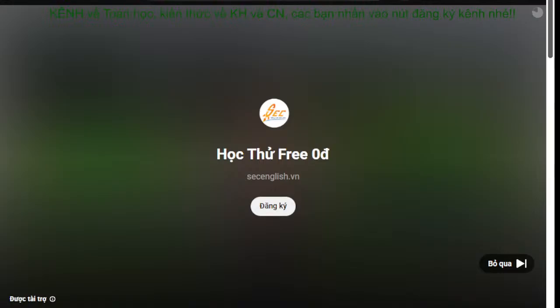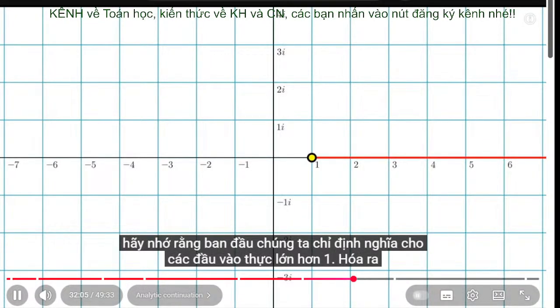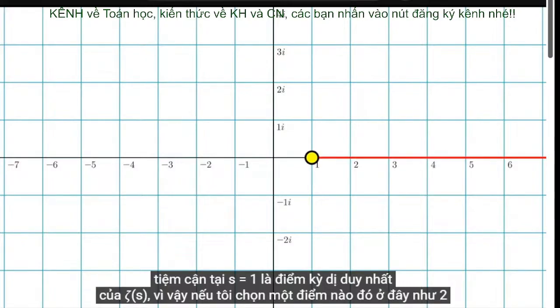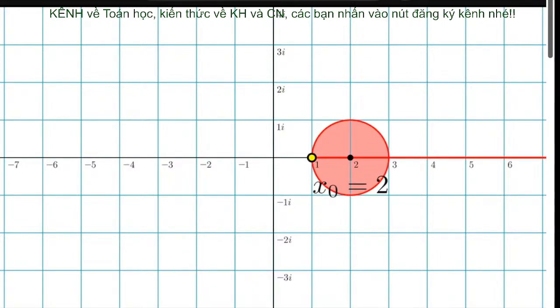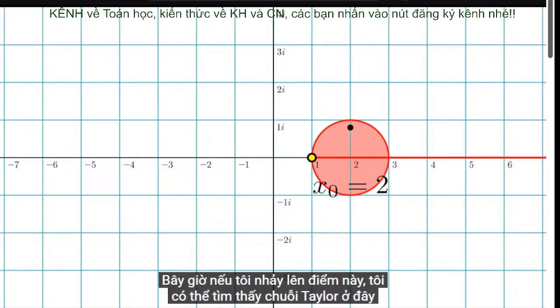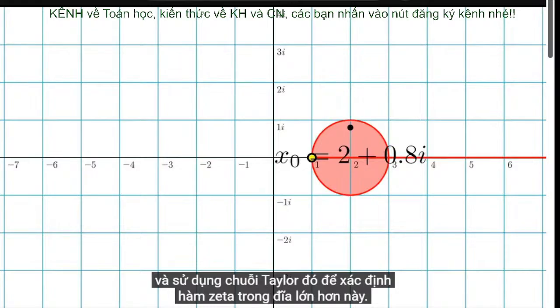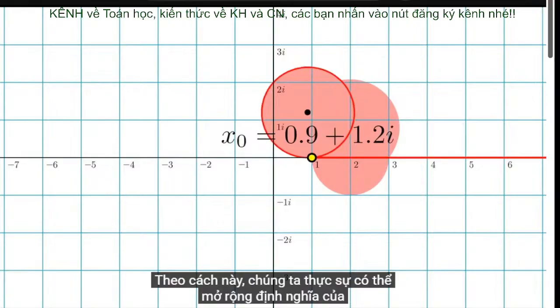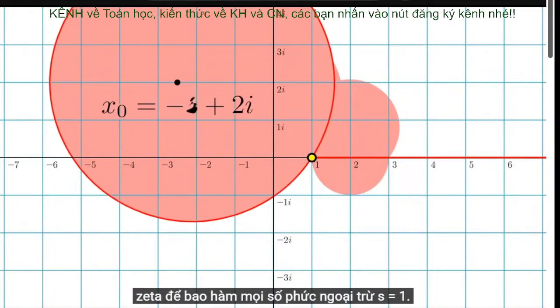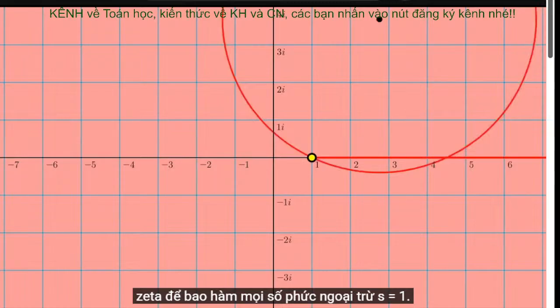It turns out that the asymptote at s equals 1 is the only singularity of zeta of s. So if I pick some point here like 2 and write down the Taylor series of zeta of s at 2, then that allows us to define zeta in this disk. Now, if I hop up to this point, I can find the Taylor series here and use that Taylor series to define the zeta function in now this even larger disk. In this way, we can actually extend the definition of zeta to cover every complex number except s equals 1.